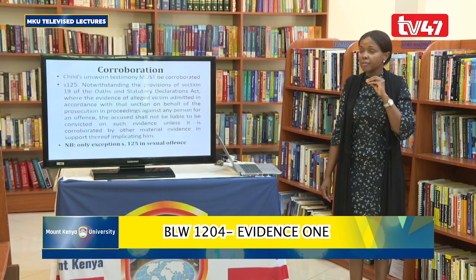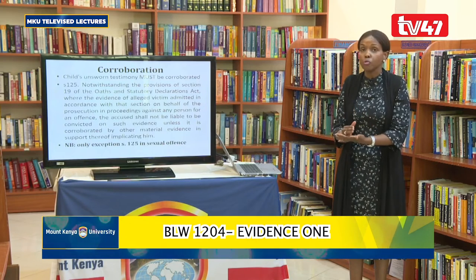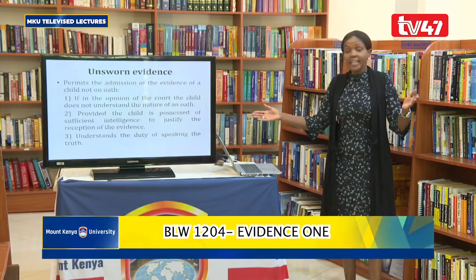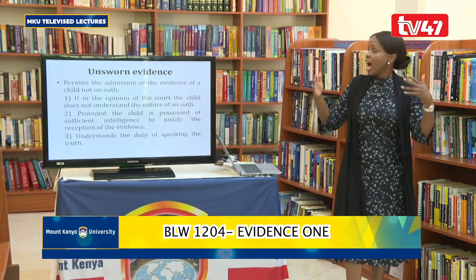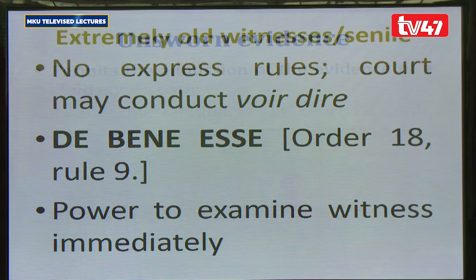Remember what we said about evidence. Evidence is all about rules, and we must always know exceptions to the rules, right? Fine. Now, again, I'm simply highlighting the same thing. Unsworn evidence permits the admission of evidence of a child not on oath. So please note that a child can give evidence that is not on oath.